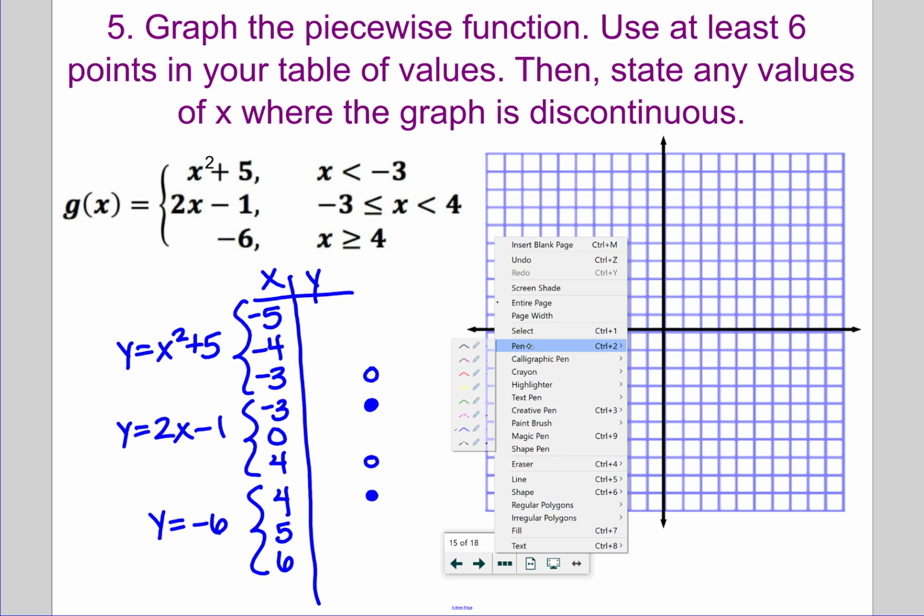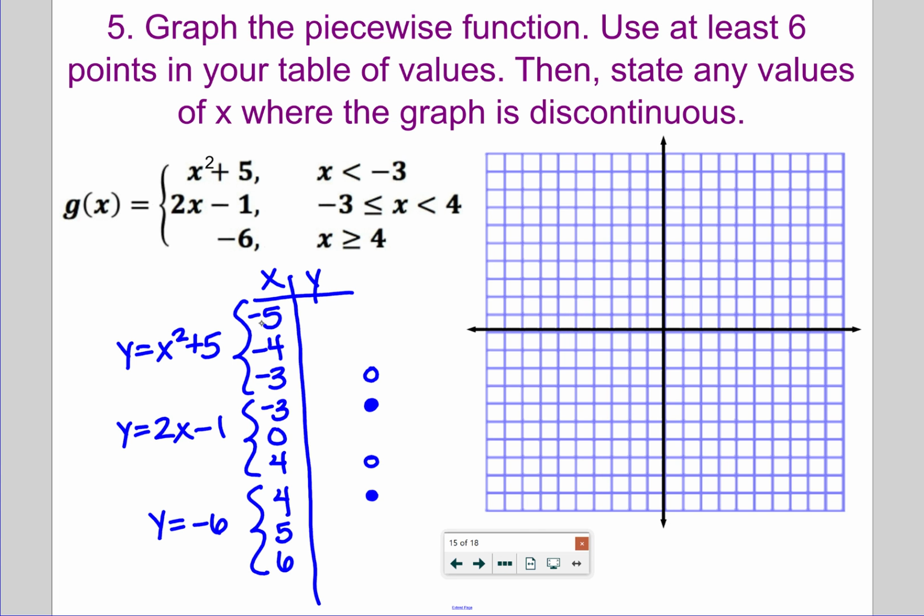Okay. So let's plug these numbers in. The top 3 are going to go into x squared plus 5. So negative 5 squared is 25 plus 5 is going to give me 30. Negative 4 squared, that's 16 plus 5. That's going to give me 21. And negative 3 squared is going to give me 14. I might have to count by 2s or something like that on this graph.